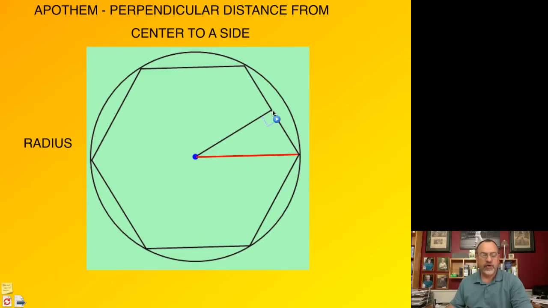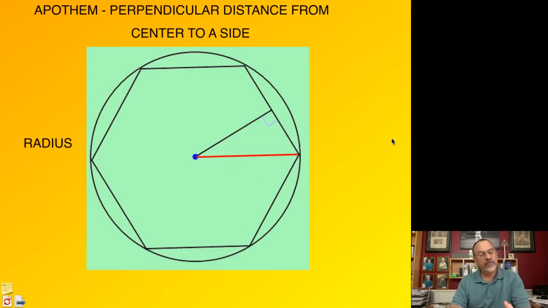Now notice what you create when you draw this apothem and the radius together. You create this right triangle. And right triangles are very valuable to us because they allow us to use things that we know from our past. Three types of things that we can use: the Pythagorean theorem, which will allow us to determine the lengths of any sides of this little triangle.